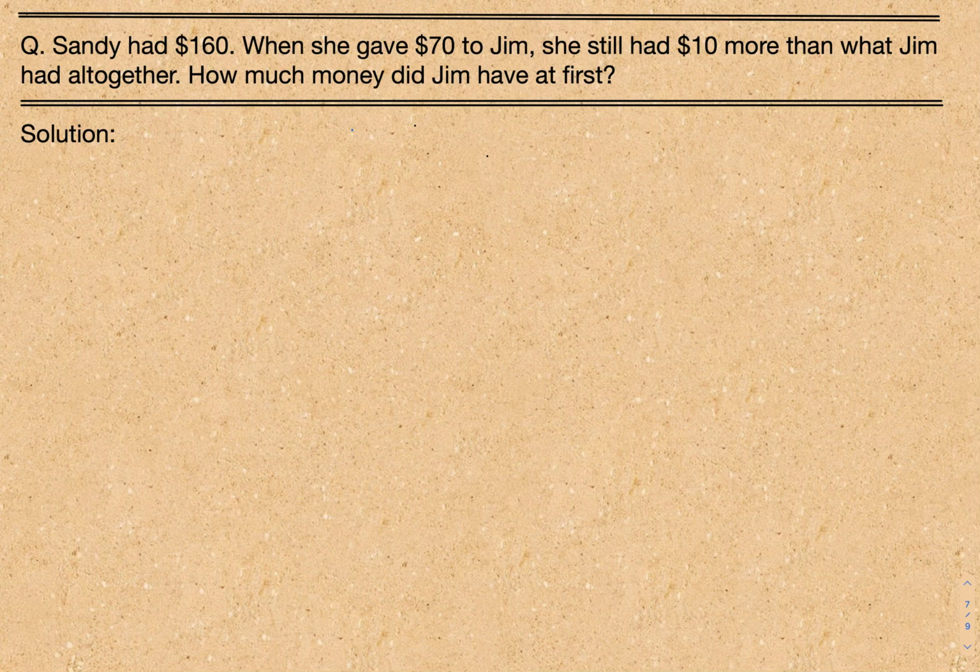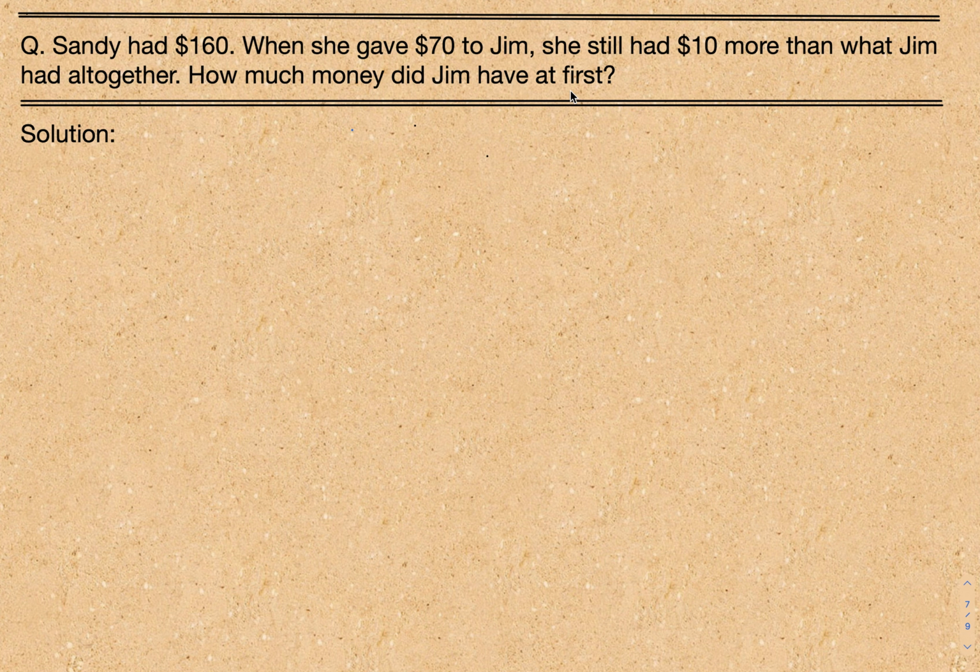Today we are going to do another word problem on whole numbers. So let's start with reading the question first. Sandy had $160. When she gave $70 to Jim, she still had $10 more than what Jim had altogether. How much money did Jim have at first?